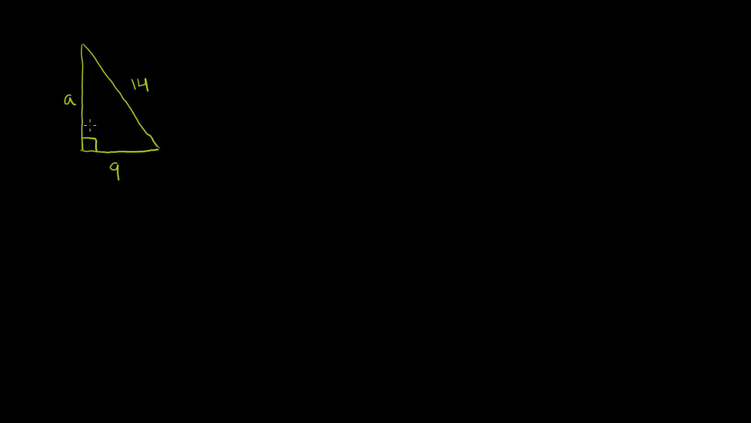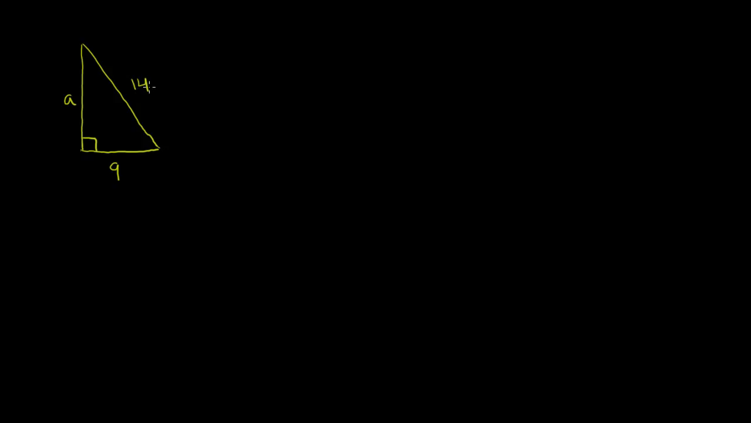So as I mentioned already, this is a right triangle. And we know that if we have a right triangle, if we know two of the sides, we can always figure out the third side using the Pythagorean theorem. And what the Pythagorean theorem tells us is that the sum of the squares of the shorter sides is going to be equal to the square of the longer side, or the square of the hypotenuse.